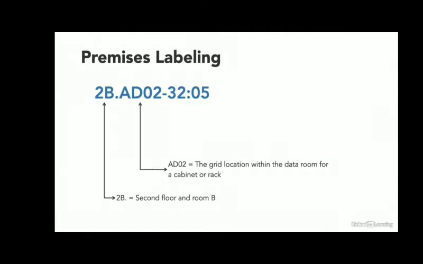Labeling. You may find the labeling like this: 2B AD02 32. 2B is the second floor and room B. AD02 is the grid location within the room for a cabinet or rack. You can find the grid location like this, with X coordinates and Y coordinates.